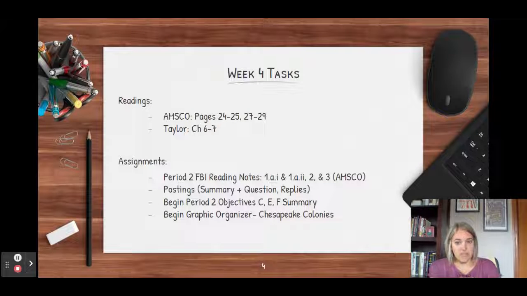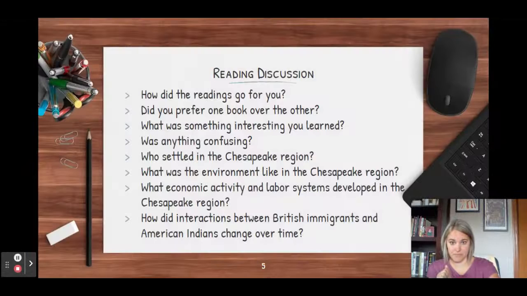So those are your readings for the week: AMSCO, about 4 pages, and then Tailored, 2 chapters as usual. Our typical assignments are the reading notes, the FBI notes, and the postings on Padlet, beginning those objectives. You're going to add objectives C, E, and F for the next 4 weeks. And then I want you to do the first row of the graphic organizer, the Chesapeake colonies.